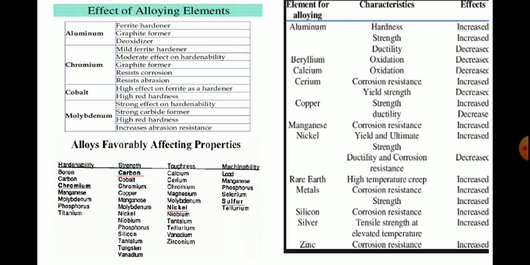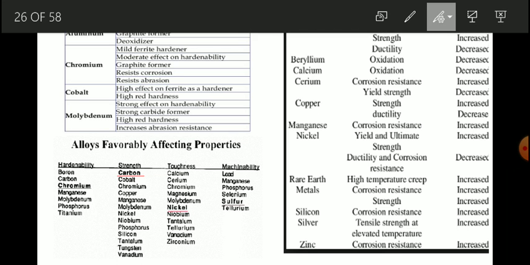First one, aluminum, which is a ferrite hardener. Second, chromium, which is a mild ferrite hardener. Cobalt again has a high effect as a ferrite hardener. Next, molybdenum, which has a strong effect on hardenability, and all are graphitizers. Similarly, chromium is a hardenability element, whereas strength is provided mostly by carbon, molybdenum and nickel. Nickel also provides toughness, and good machinability we get from sulfur.